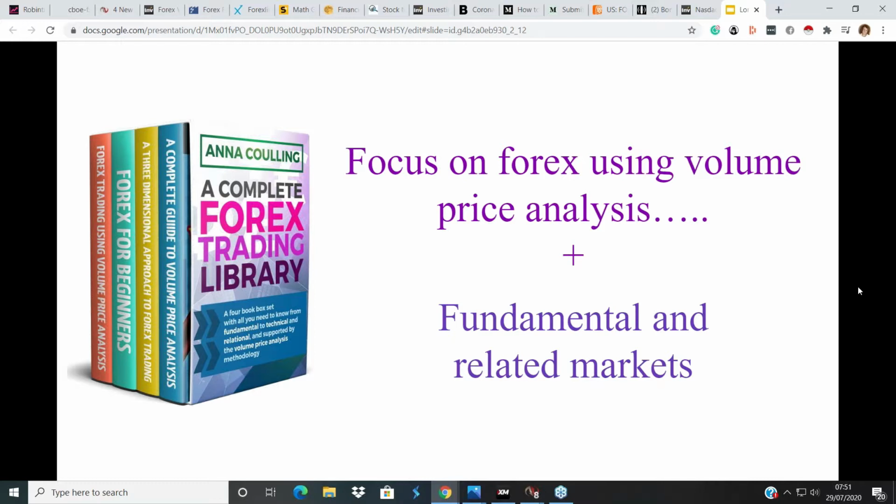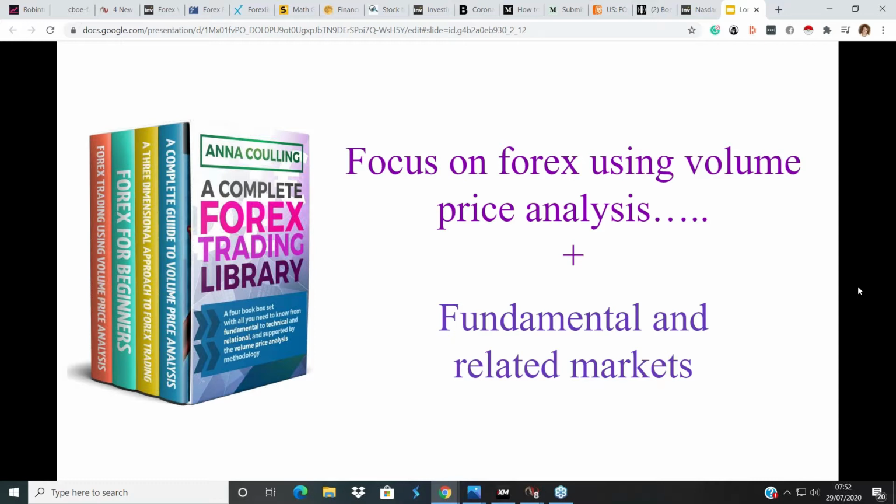going to do is look at the charts, look at the Forex market, and from a technical point of view, look at the charts through the prism of what David, my husband who's sitting behind me, describes as volume price analysis. And it's really looking at the price action and the volume.